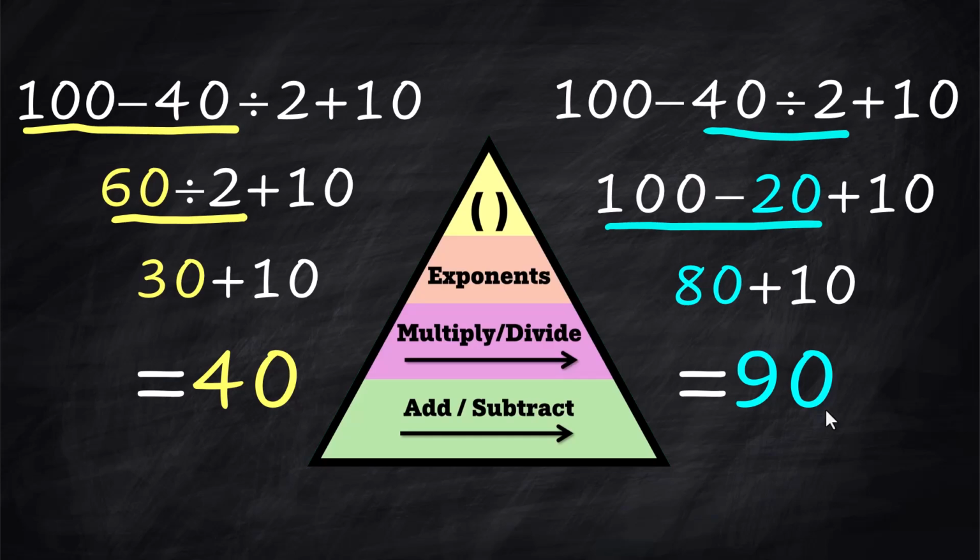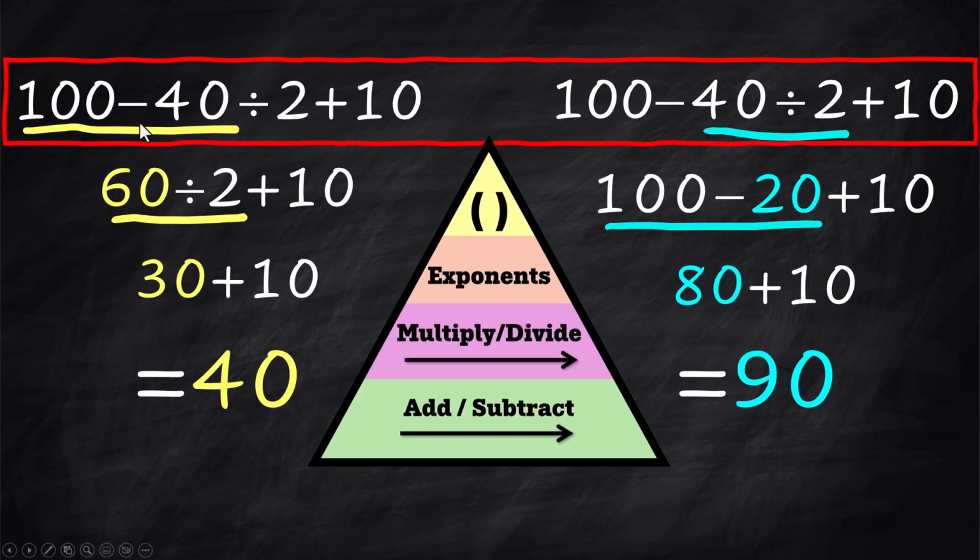So who's right? Let's take a look at that first line. This person started with subtraction, and this person started with the division in the middle of the problem. This feels weird, but it is accurate. So this one is the wrong answer. The correct answer is 90. If you got that one, try this one.